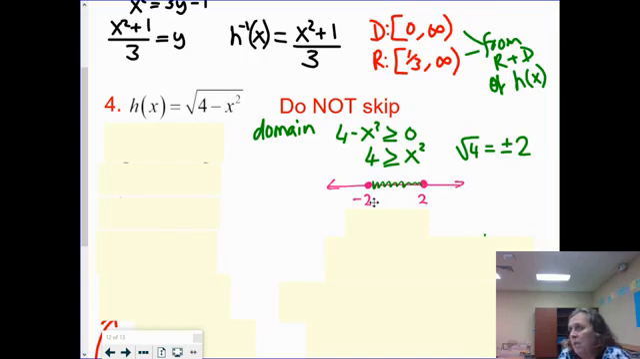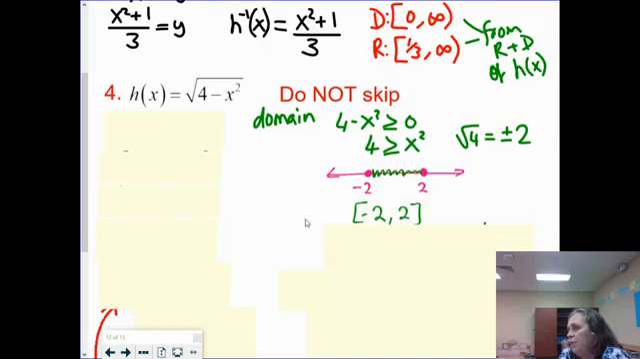Now this is tricky, and there's going to be some of this to practice on your review. I'm trying to hint at you here. Don't skip this. Understand how we're doing this. We did one of these back on day 2 or day 3 of the entire course. So that is our domain of this function.